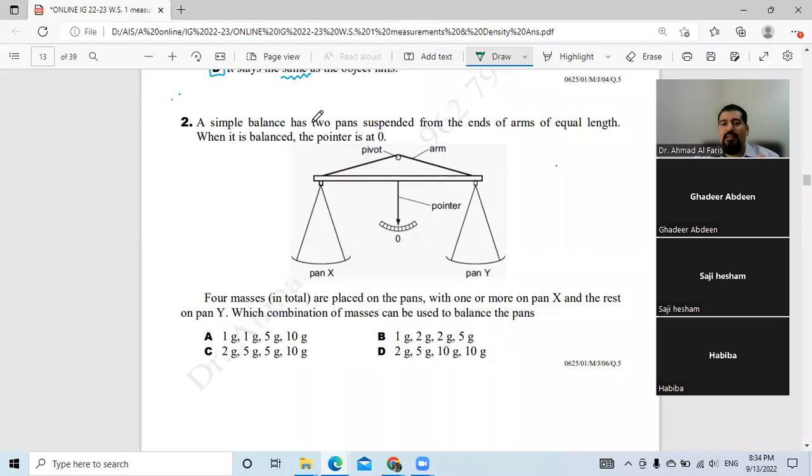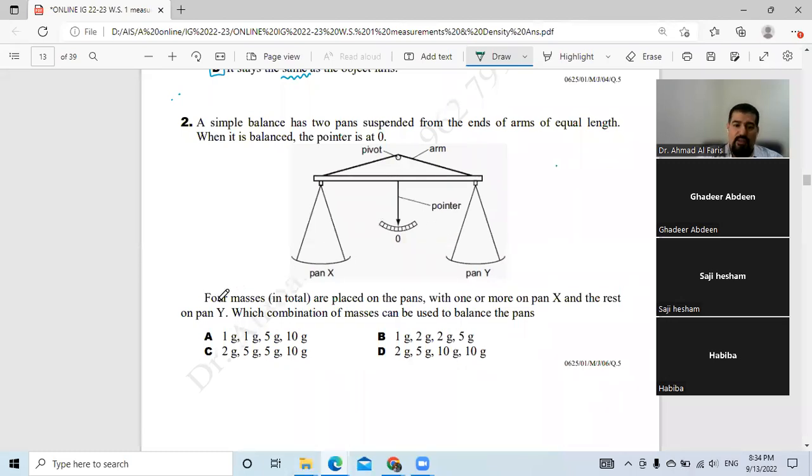A simple balance has 2 pans suspended from the ends of the arms of equal length. This is a two-pan scale. When it's balanced and the pointer is exactly at 0, there's no zero error. That means the mass on the right and the mass on the left are the same.